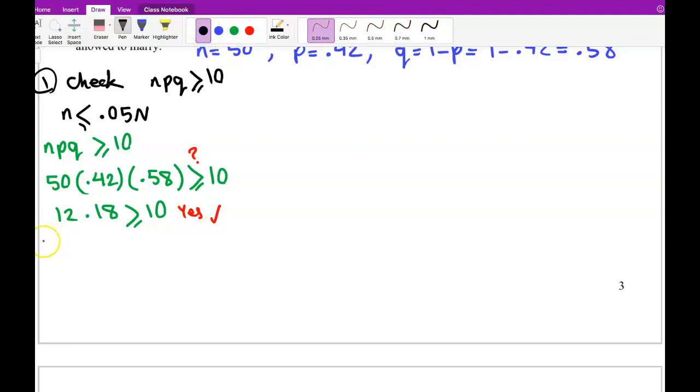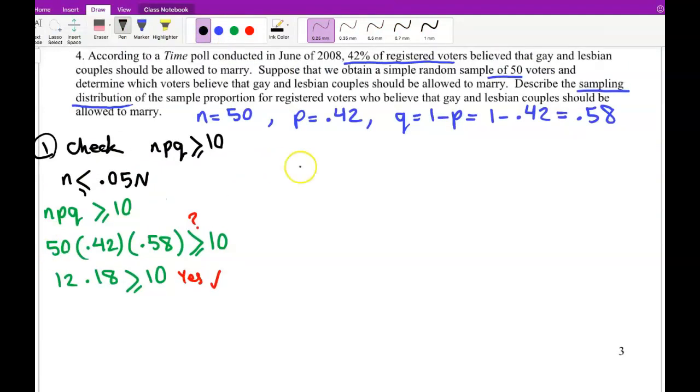Okay, then I want to find the mean. Find the mean. The mean is equal to the proportion, and that is equal to 42%.